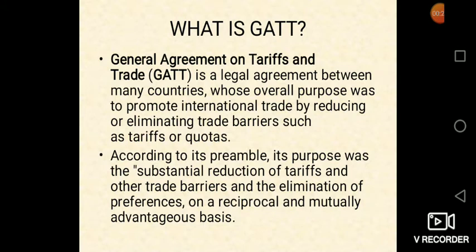So it is a legal agreement between many countries whose overall purpose was to promote international trade by reducing or eliminating trade barriers such as tariffs or quotas. And according to its preamble, its purpose was the substantial reduction of tariffs and other trade barriers and the elimination of preferences on a reciprocal and mutually advantageous basis.